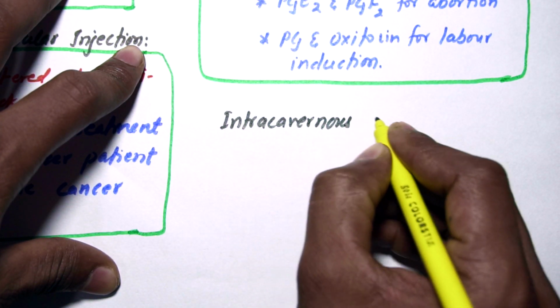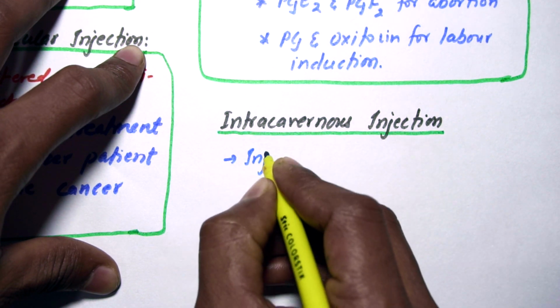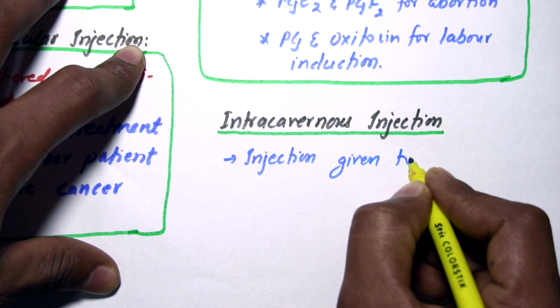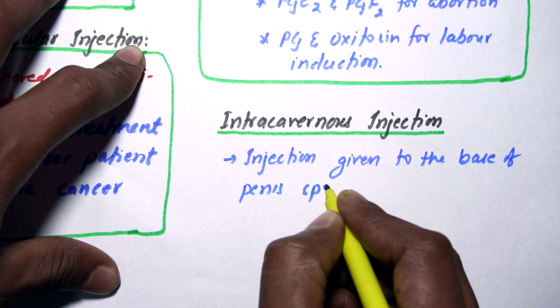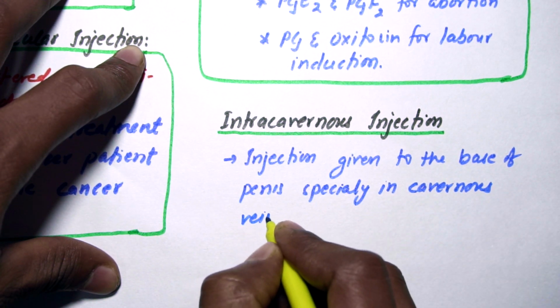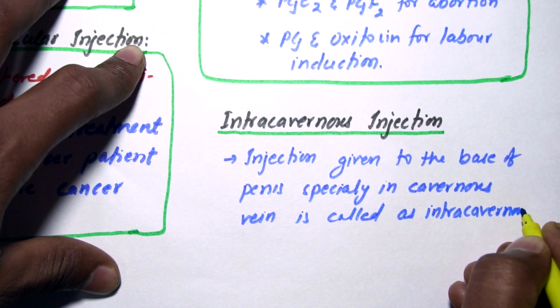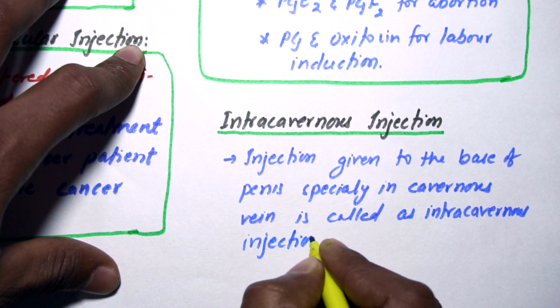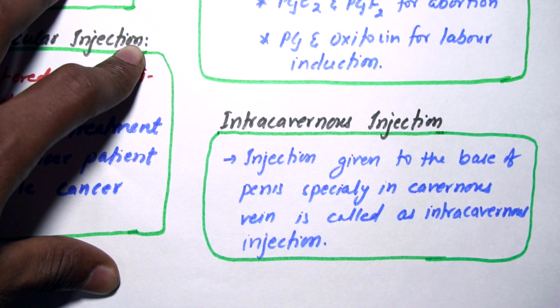Okay. Now intracavernous injection, this is also rare. Okay. So an injection given to the base of the penis, especially in the cavernous vein, is called an intracavernous injection. So generally this is given to the cavernous vein of the penis. Okay. This is also a rare injection, we don't use it frequently.